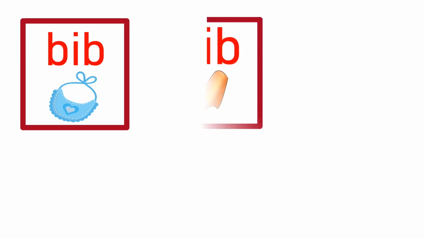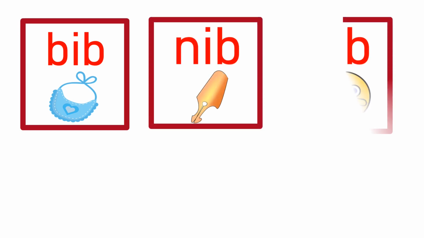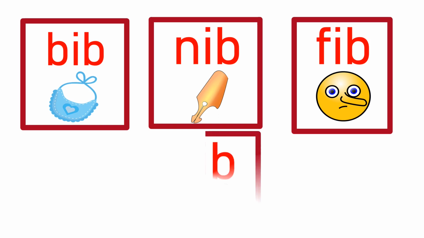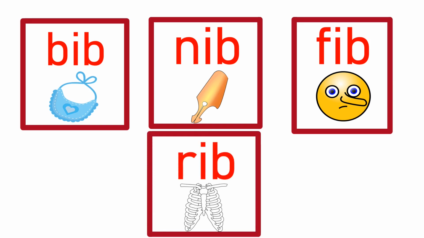Let's do a recap. B, ib, bib. N, ib, nib. F, ib, fib. R, ib, rib.